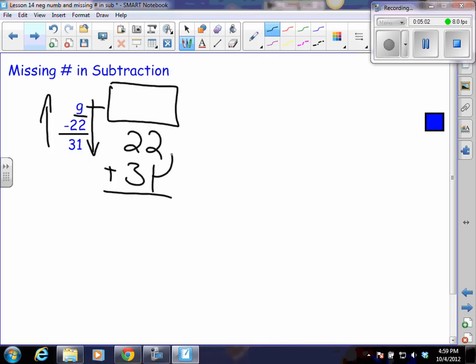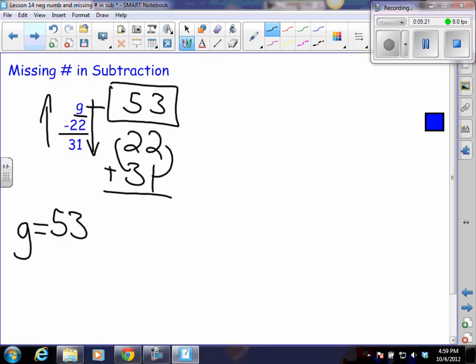So if we add 3 plus 2, that's going to give us 5, and 1 plus 2 is going to give us 3, and 3 plus 2 is going to give us 5. We now have 53 for our answer for G. I'm going to write that down over here so we don't forget.